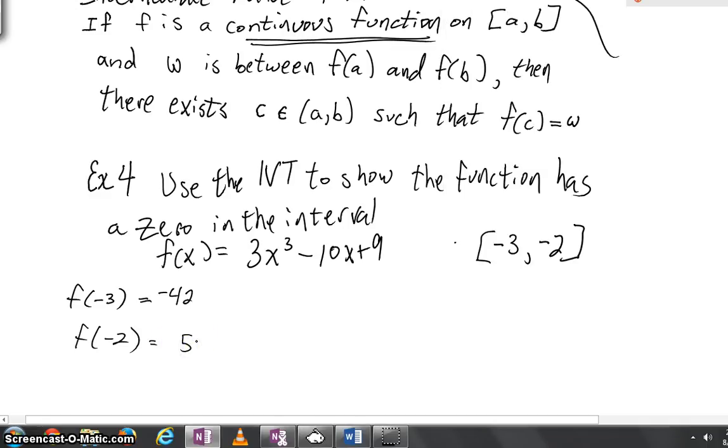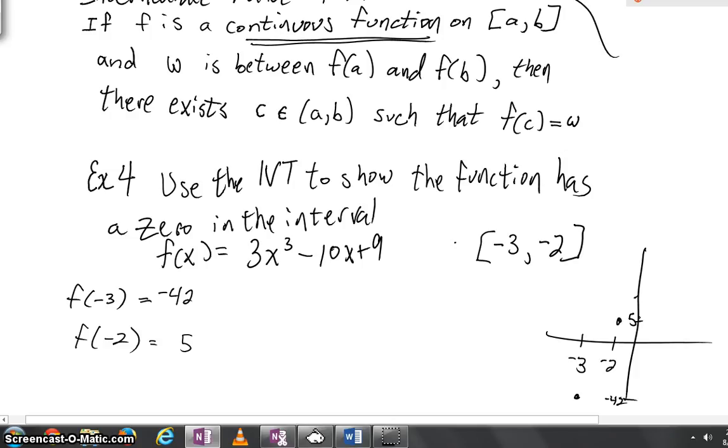Now, guys, I guess real quickly, I just want to make a quick sketch. You don't have to make a quick sketch, but hopefully just making it crystal clear. At f of -3, I'm down here with a y value of -42. At f of -2, I'm up here with a y value of 5.